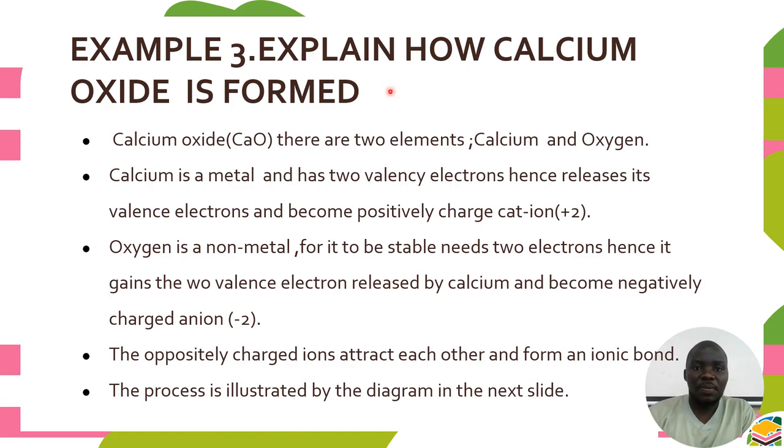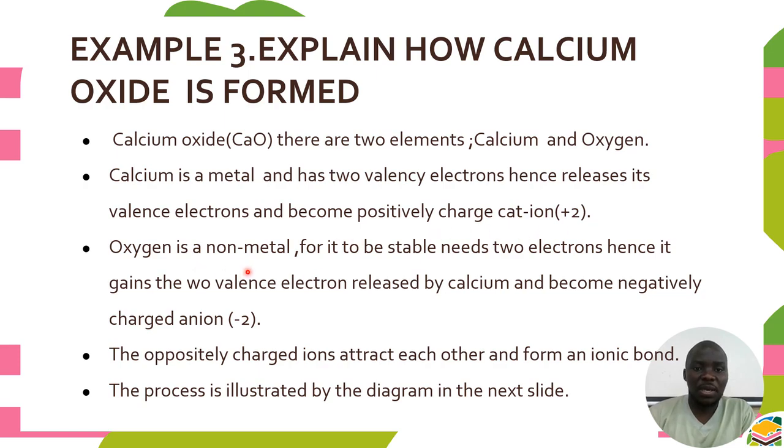Example 3, explain how calcium oxide is formed. In calcium oxide, we have two elements as well. We have calcium and oxygen. Calcium is a metal, and that has two valence electrons, hence it releases its valence electrons and becomes positively charged.